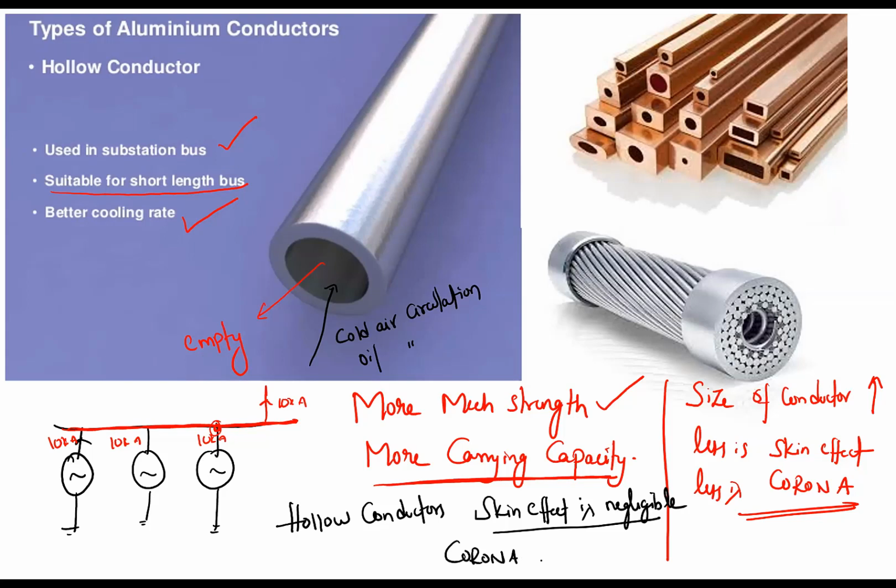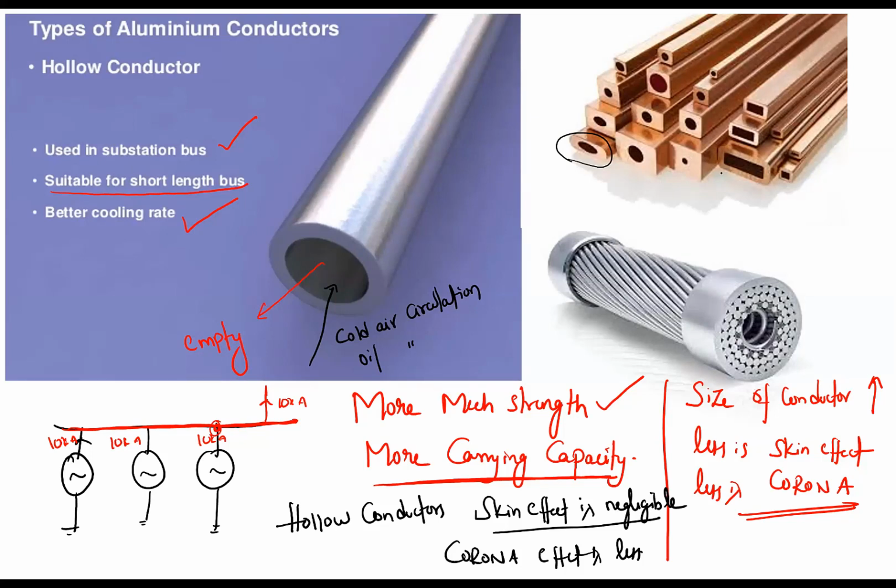Corona effect is also less. Why? Because the size of conductor is increasing because of the hollow space in between. So these are the different types of hollow conductors. They need not be circular, they can be rectangular, they can be oval shaped. Depending upon our applications, we use the different types of hollow conductors.